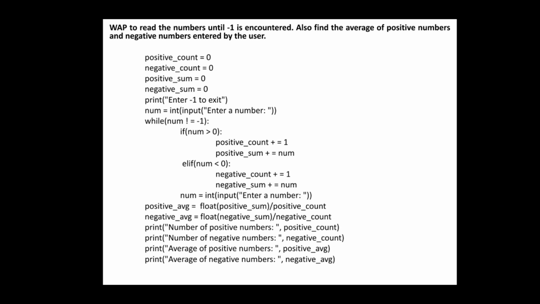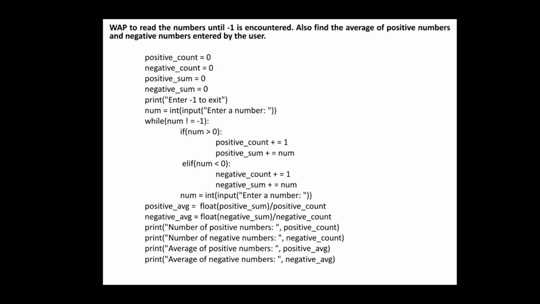Now print "Enter -1 to exit". That should be under double quote. It may be under single quote also. Now num = int(input("Enter number:")). That should be under double quote. While num != -1: if num > 0: positive_count += 1 and positive_sum += num. If num < 0: negative_count += 1, negative_sum += num. Now num = int(input("Enter number:")), that should be under double quotes. So this should be under the while loop.